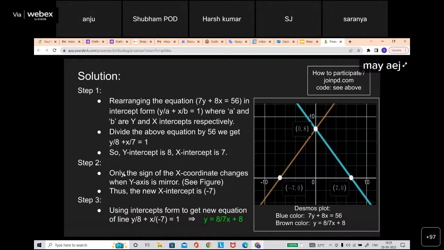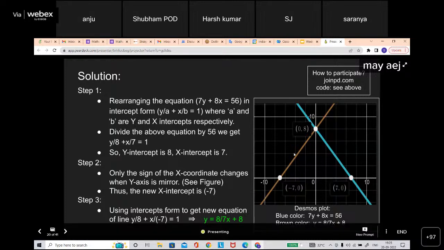Not necessary. You can check whether it is going to be perpendicular. Here the slope is 8 by 7. What is the slope for this line? It is minus 8 by 7, sir. So from your equations, only one equation matches the slope 8 by 7. So that is going to be the answer.